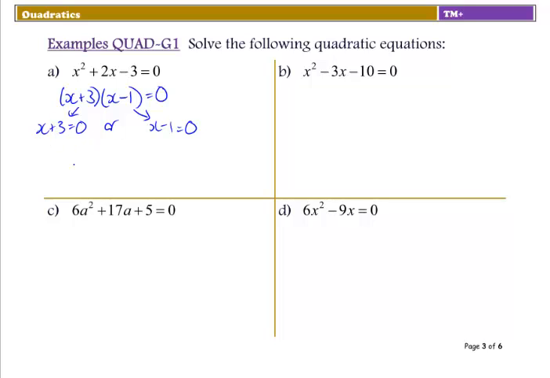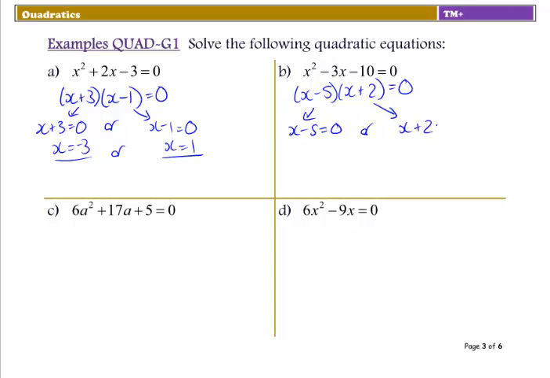So from there, isolating the unknown, take 3 from both sides, we have x is negative 3, add 1 to both sides, x is 1. So there are our two solutions. The next one, x squared minus 3x minus 10 equals 0. First we factorise it. Again, whichever method you use, you end up with x minus 5, x plus 2 equals 0. Okay, so from there, x minus 5 has to be 0, or x plus 2 has to be 0. So x is 5, or x is negative 2.